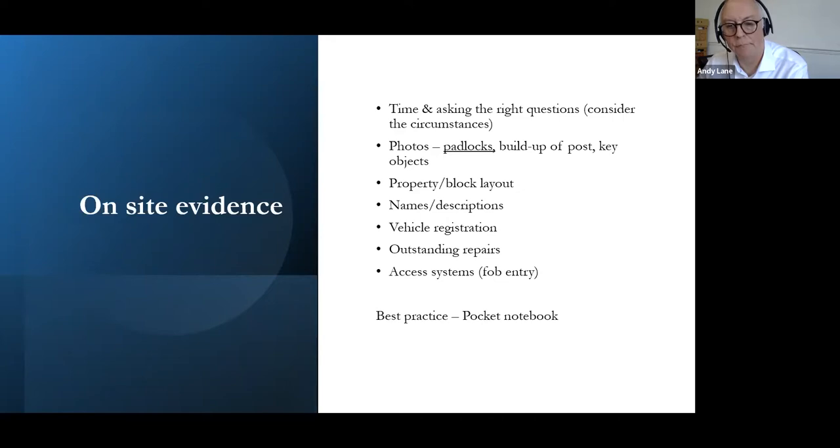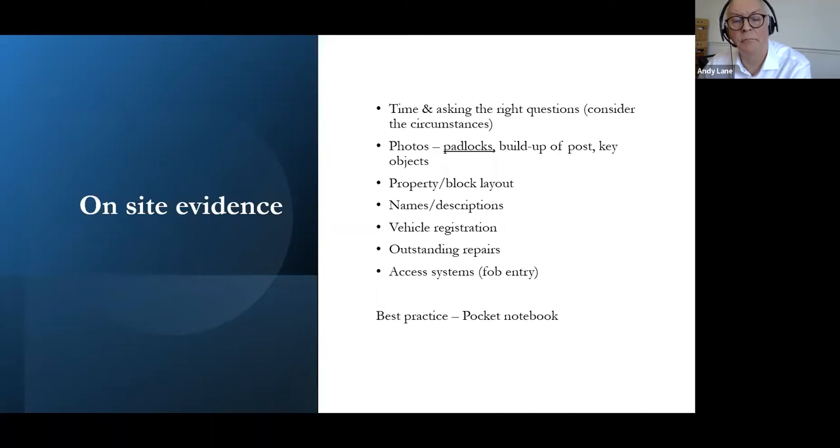Also, if you do see something unusual, definitely padlocks, a build-up of post, or key objects like multiple beds or multiple mattresses, take photographs and make sure they're clear. And look at the property layout. I only say this because I have been asked in court before about a property layout: where the bedrooms were, where the kitchen was, and why you think the living room had been converted into a bedroom. Having clear knowledge of the property layout is essential, I think.